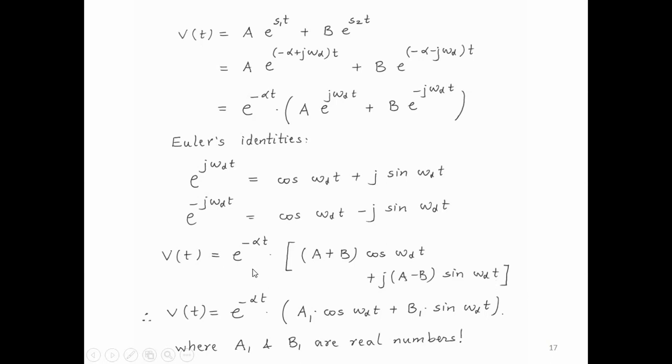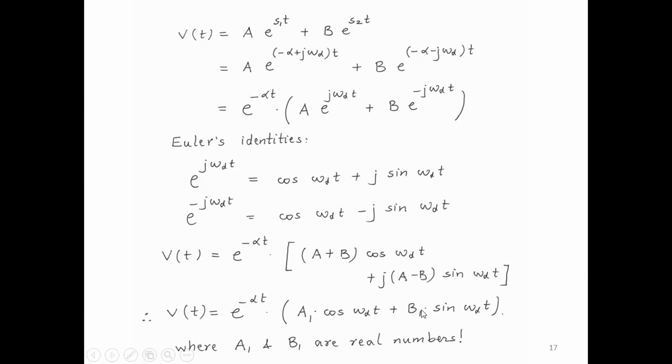So we'll get V as e raised to minus alpha t times (a plus b) cos omega_d t plus j(a minus b) sin omega_d t. Now a plus b is a constant, so let us call a plus b as A1. And j into (a minus b) is another constant, and let us call that constant B1. Alright. Now it turns out, and I will not prove this, a lot of things I am not proving, it turns out that A1 and B1 are real numbers.